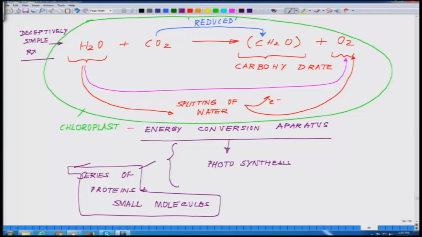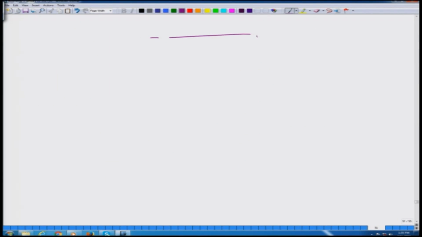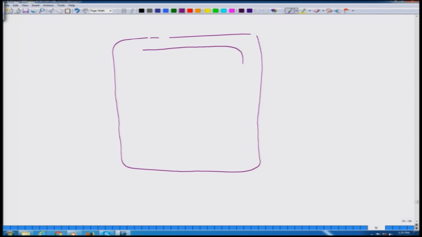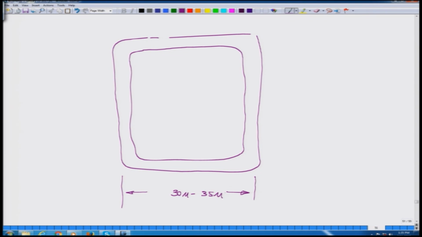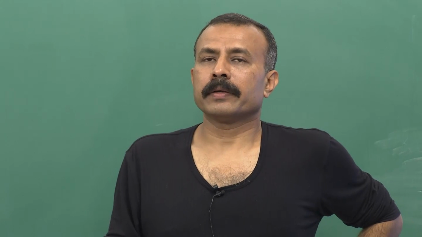Okay. Now, if you look at the plant cell, kind of in this hexagonal structure, you have the cell wall like this. So, the cross section is around 30 to 35 micron. And within the plant cells, you have the nucleus out here having the DNA and all other components. Yet there are some very small components like this, a lot of them, which are called chloroplast.